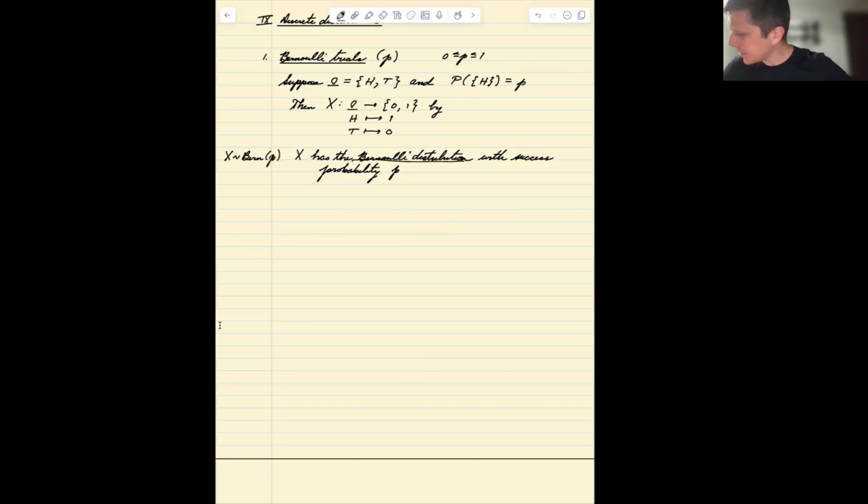And the key properties of the Bernoulli distribution are: expectation is P, variance is P times 1 minus P. Okay, so that's the Bernoulli distribution. Next distribution we're going to talk about is the binomial distribution.